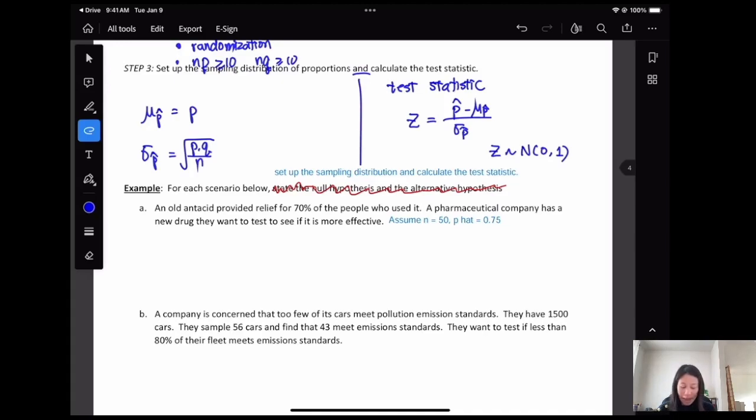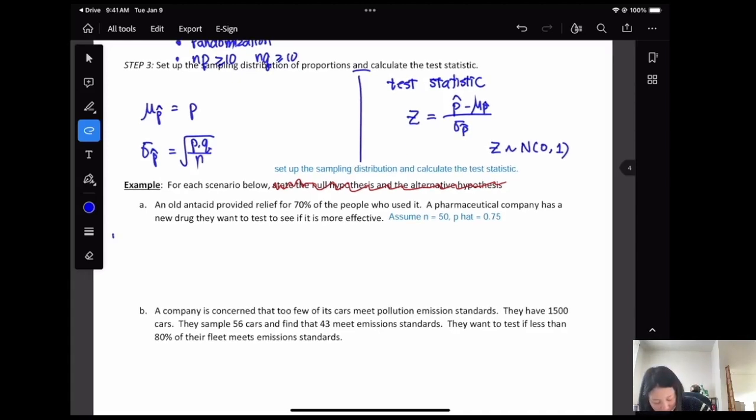For example, A: an old antacid provided relief for 70% of the people who use it. A pharmaceutical company has a new drug and they want to test if it is more effective. So in the first step, we set up our null and alternative hypotheses. The null value is 0.7, and they want to prove it is more effective, which is greater than 0.7.